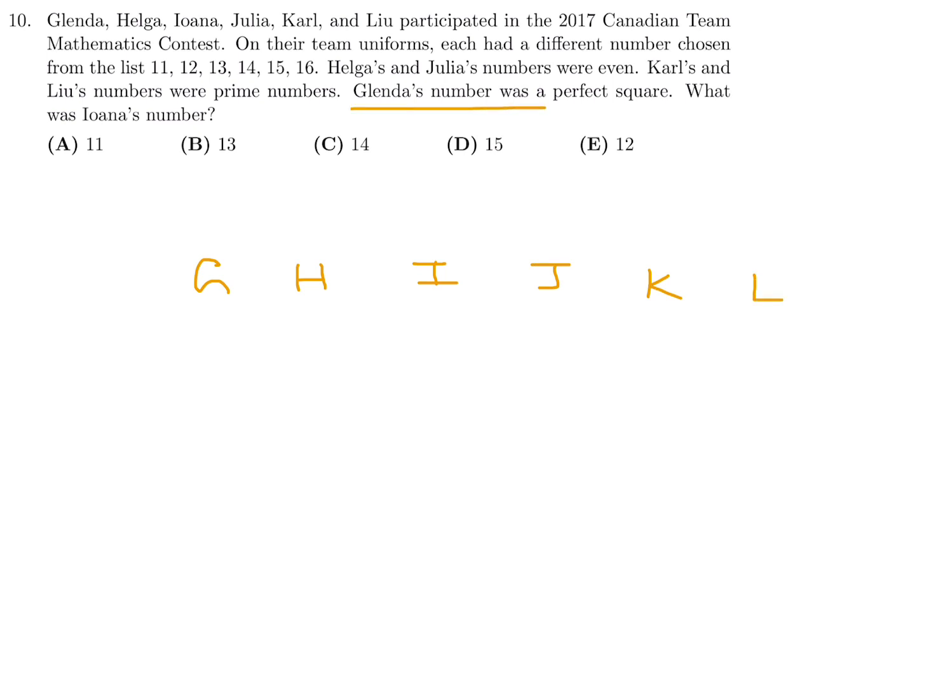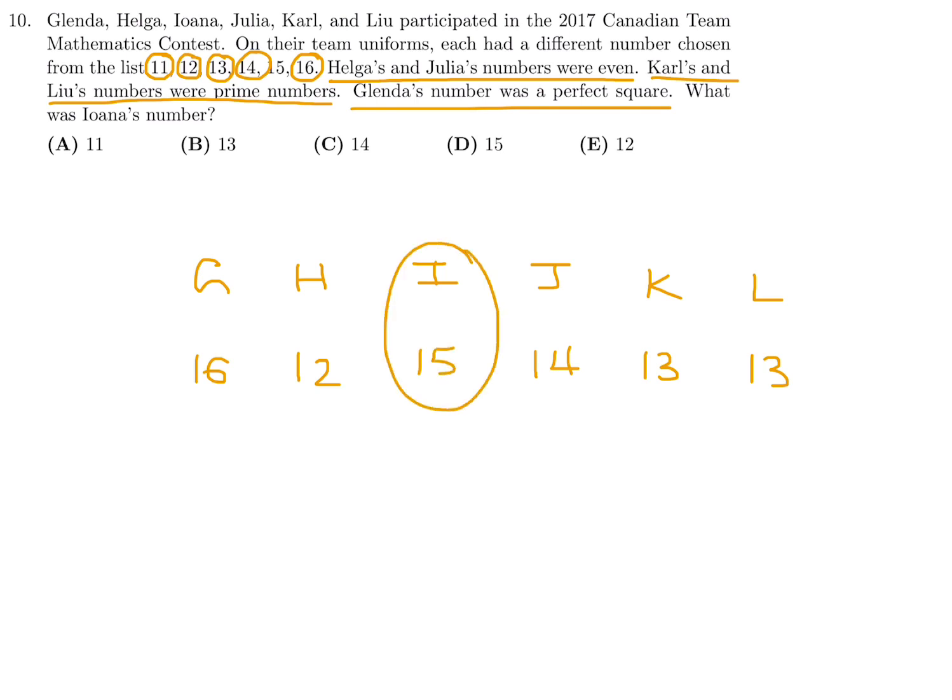Okay, Glenda's number is a perfect square. So of these, the only perfect square is 16. So that obviously is Glenda's number. Carl and Lou's numbers were prime. Of that list, the only prime numbers are 11 and 13, so those numbers are assigned to Carl and Lou. And then Helga and Julia's numbers are even. The only even numbers remaining are 12 and 14, so those must be assigned to Helga and Julia. So the only number left is 15, and that must be assigned to Iona. So number 10, the answer is D.